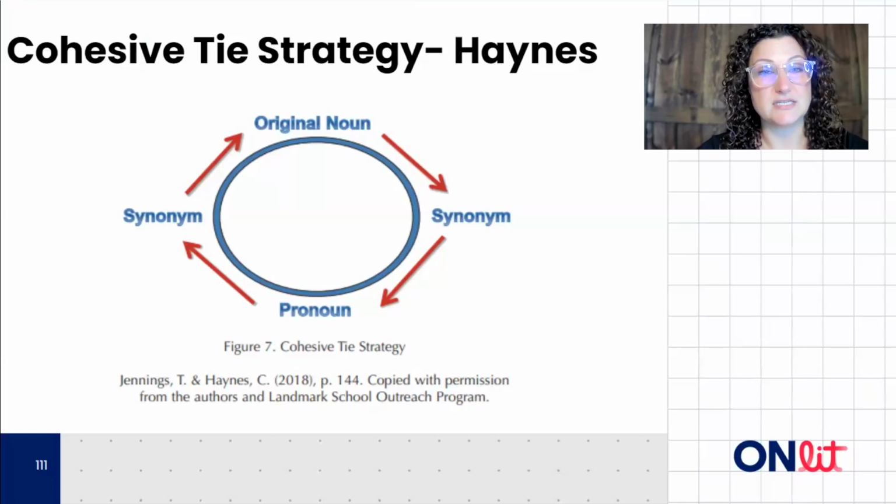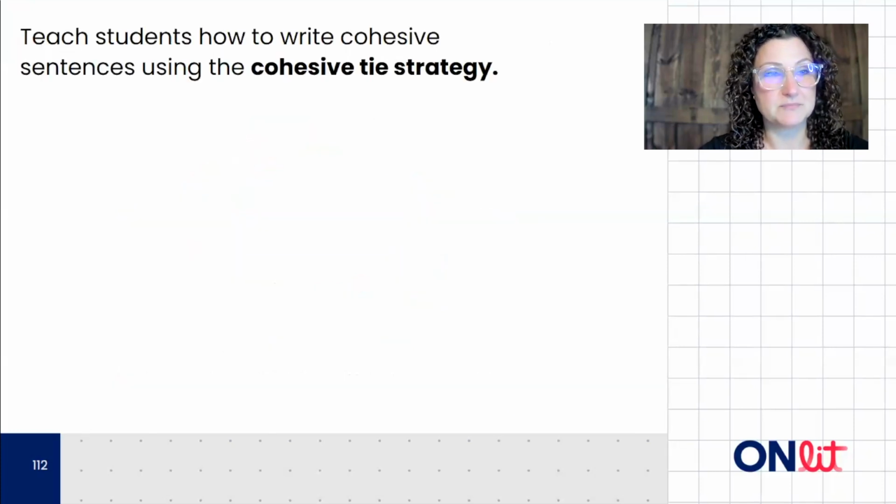Another good way to teach sentence cohesion is to help students think and write like authors. Authors use reference to make texts flow more smoothly and make them more interesting. Using the cohesive tie strategy for writing is a great way to have students learn and use ties in their own writing. The cohesive tie strategy teaches students to alternate using the original noun, a synonym, a pronoun, and another synonym when talking about the main noun.